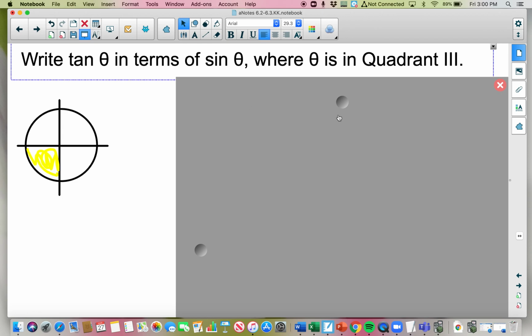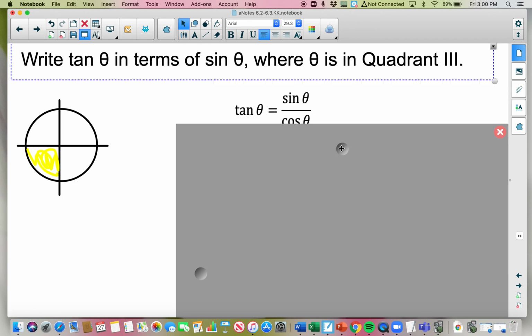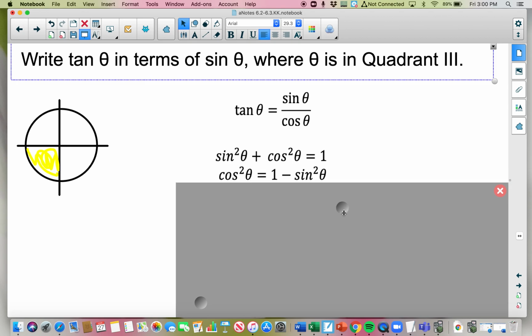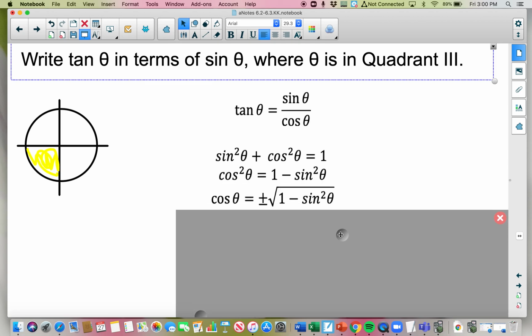So I'm going to write tangent in terms of sine. Well, tangent is sine over cosine. I can start there. So sine, good. And now I got to get this cosine in terms of sine. So I'm going to go back to my Pythagorean identity, right? Sine squared plus cosine squared equals 1. And I got to replace this cosine. So I'm going to solve this for cosine. So I'm going to subtract sine squared over. And then I'm going to square root both sides. Okay, when I square root, obviously I have a plus or minus.